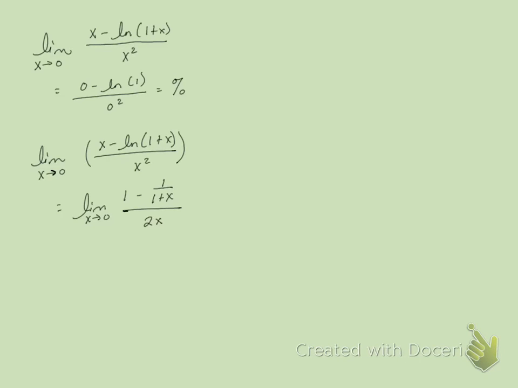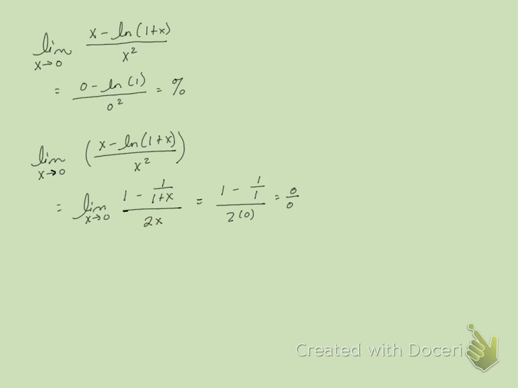Right here, Dr. Lee said, okay, let's clean this up, and he found a common denominator. But why did he do that? The reason is that if you were to use direct substitution again, just as this is, you would have 1 minus 1 over 1, over 2 times 0, which will give you 0 over 0 again. So we have another indeterminate form.